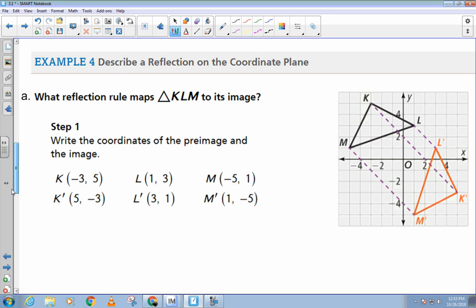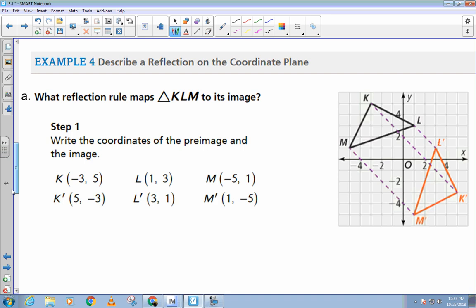So we have triangle KLM and it's been reflected, as you can see. So K maps onto K prime, L to L prime, M to M prime. Now remember, when you reflect, that line of reflection has to act as the perpendicular bisector between those points. So what I'm going to do is find the midpoint of 2 of them, then find the slope, and then I can come up with the equation for the line that it reflects over. Then we're going to talk about what the rule is.